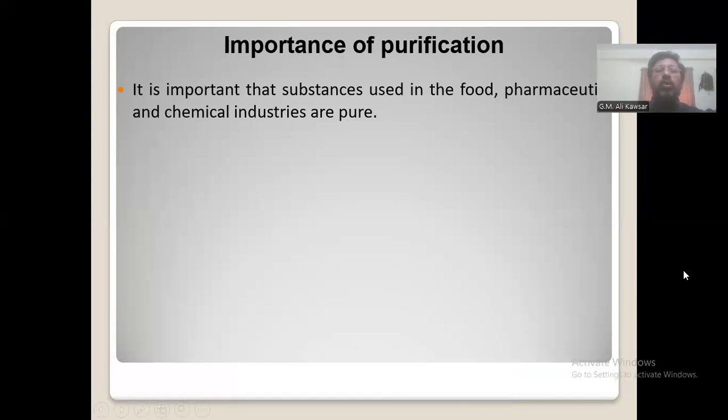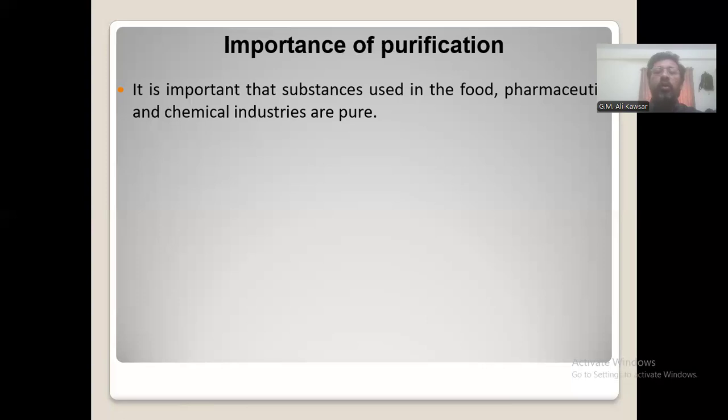At first, we need to understand the importance of purification. Suppose you are taking a medicine. That medicine is manufactured in the industry, no doubt, but if that medicine contains any undesirable substance in it, then it will be very harmful for your health, right? Rather than curing your disease, it will be harmful for you.